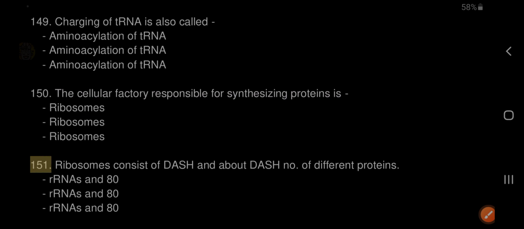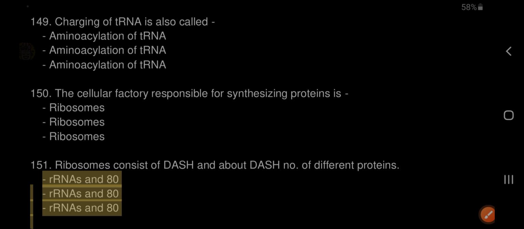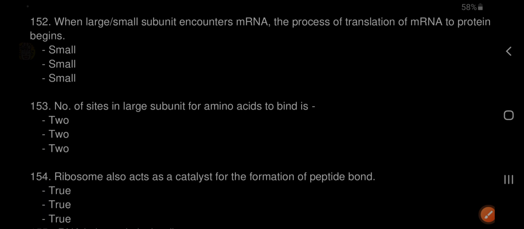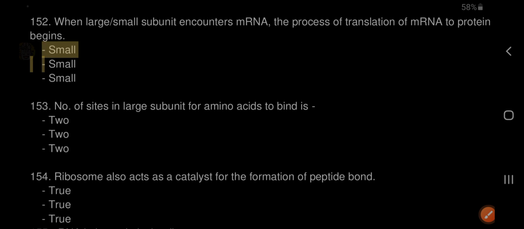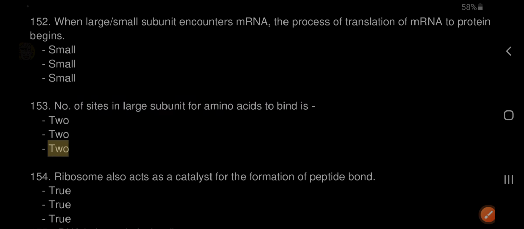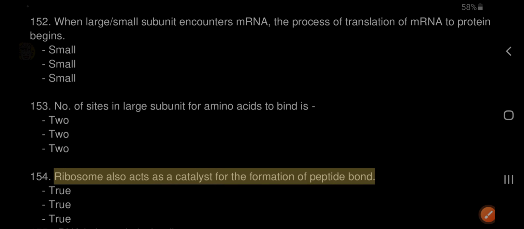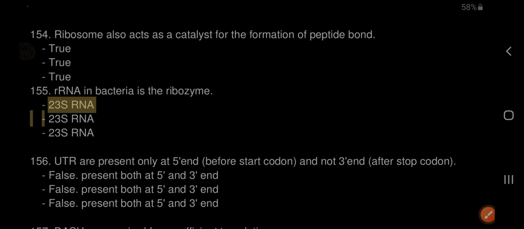151. Ribosomes consist of dash and about dash number of different proteins. rRNAs and about 80 proteins. 152. When the small subunit encounters mRNA, the process of translation of mRNA to protein begins. Small. 153. The number of sites in the large subunit for amino acids to bind is 2. 154. Ribosome also acts as a catalyst for the formation of peptide bond. True. 155. The rRNA in bacteria that is the ribozyme is 23S rRNA.